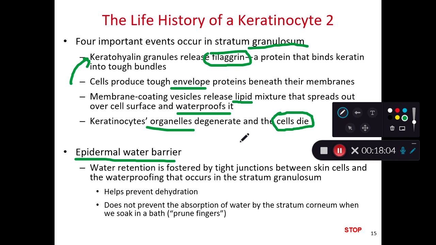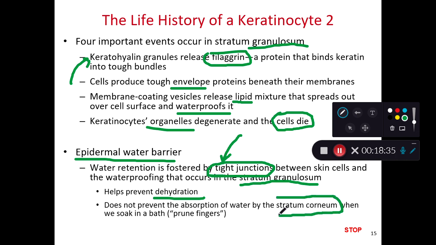And we're going to have lots of tight junctions. I want to emphasize again, tight junctions are a cell-to-cell junction that waterproofs the cell, and these tight junctions will be formed in the stratum granulosum. If we don't lose water through our cells or through our skin, it helps to reduce the rate of dehydration. It doesn't prevent the absorption of water by layers of cells that are superficial. So for example, the stratum corneum is superficial to the stratum granulosum.